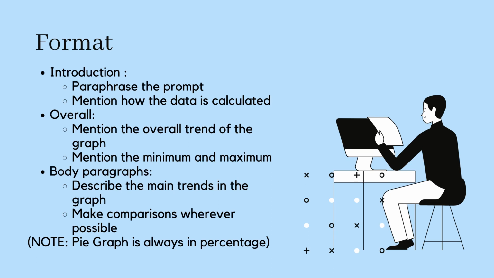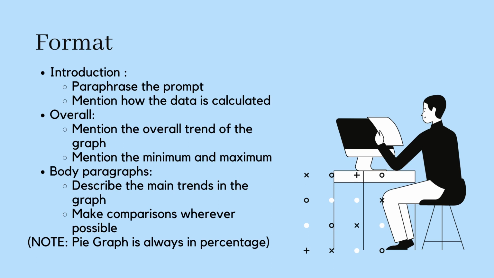In overall, you will mention the overall trend of the graph. Here, you will mention the overall trend of the pie chart. After that, mention the minimum and maximum data which is given in the question. After writing the overall, you leave the space of one line and start writing the body paragraphs. Make sure that you are making 2 body paragraphs.